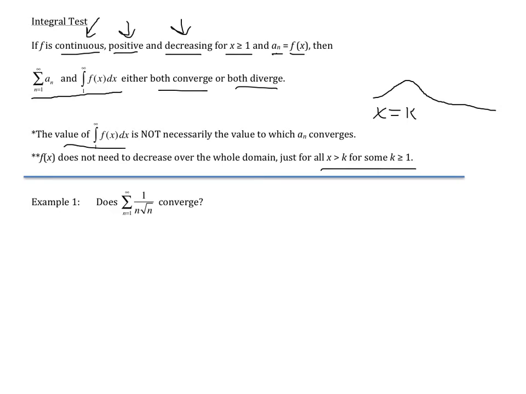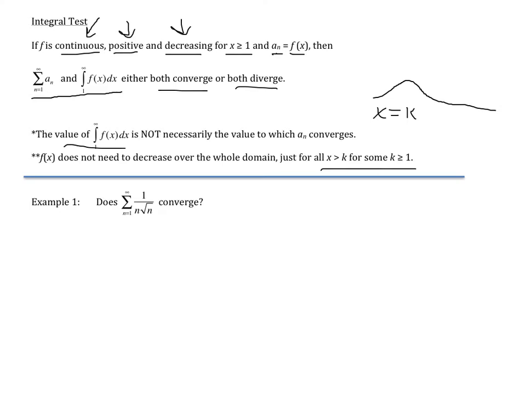So our first example: does the series of 1 over n times square root of n, from 1 to infinity, converge? So you don't always want to go straight to the integral test. You want to ask yourself, is it something else? Is it a telescoping series? No, it's not. Is it a geometric series? No, it's not. So then we'll go ahead and see if we can do this with the integral test.